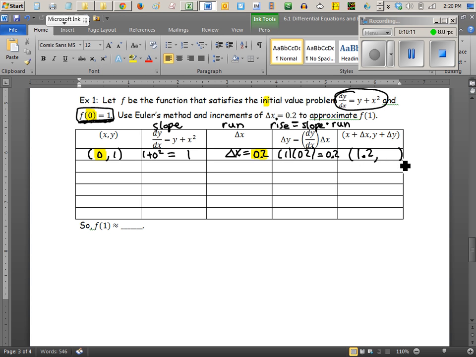All right, so it's going to be like this, 1.2. Where did I get that? I added the 0 in the, I'm sorry, it should be 0.2. I added the 0 and the 0.2, it comes out to 0.2. All right, that's how you do that.